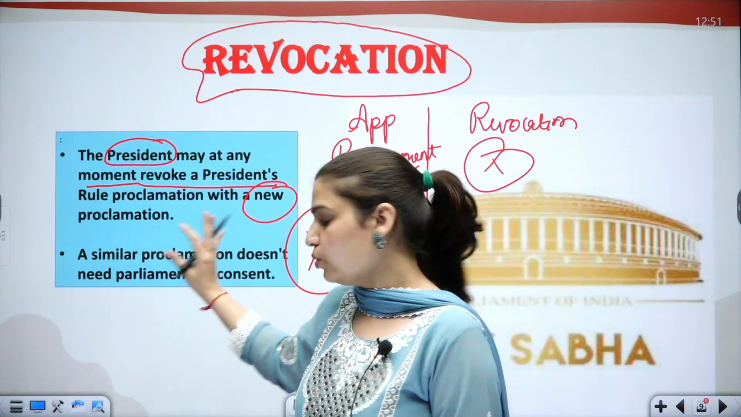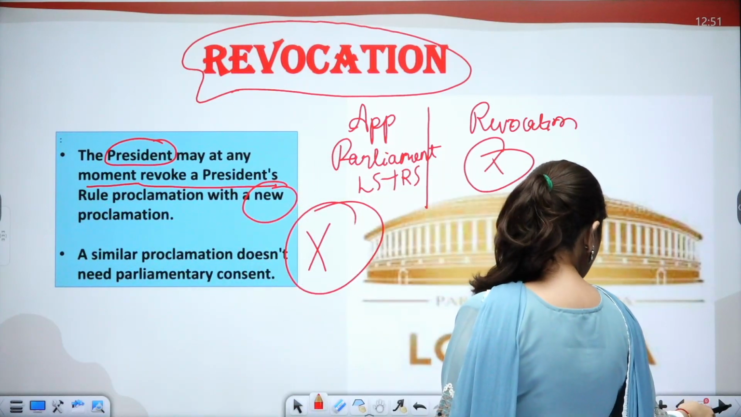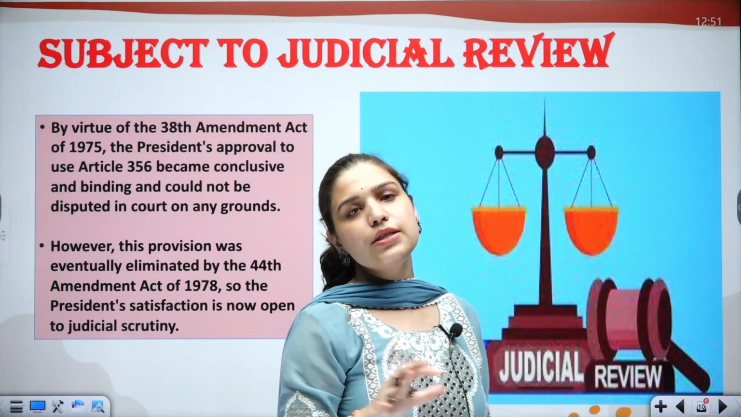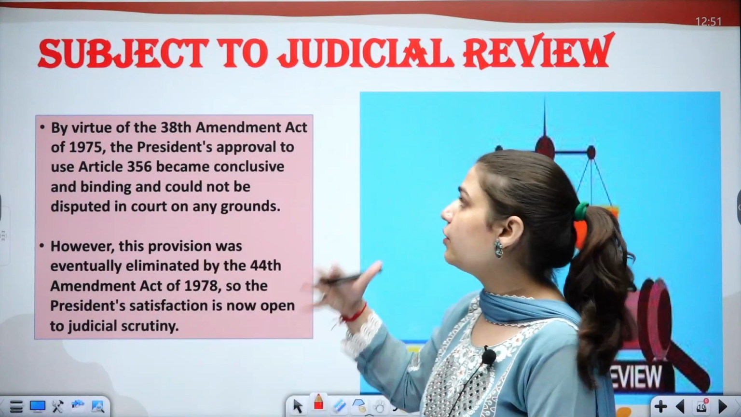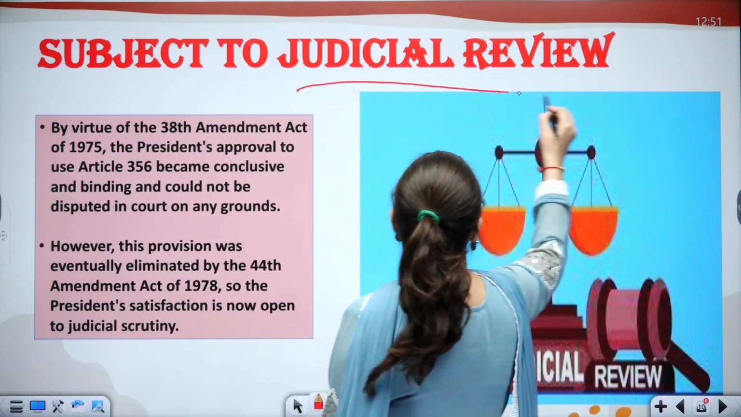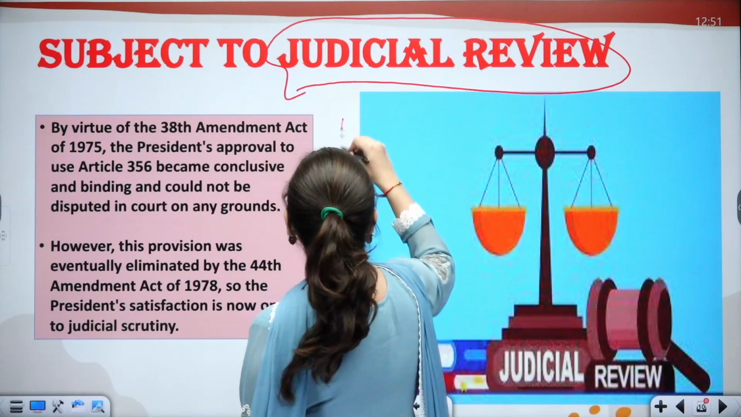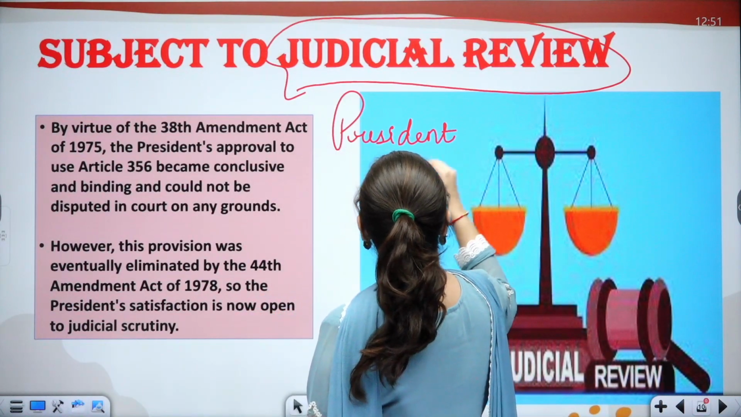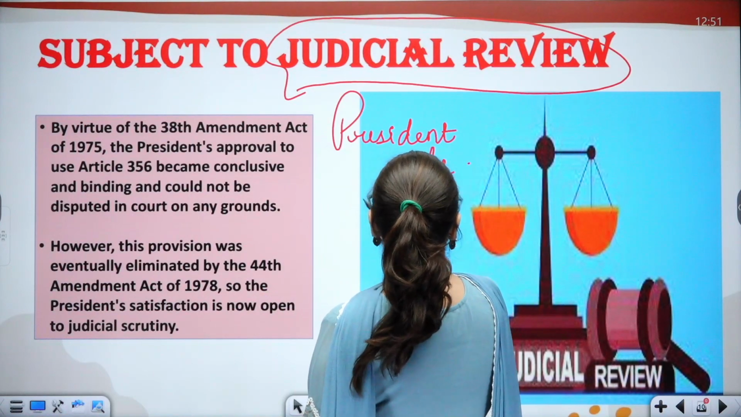The president may revoke that proclamation with a subsequent or a new proclamation that the president rule has ceased to operate in this particular state in which it was imposed. Now, is it subject to judicial review? We are talking about the president. So is president rule subject to judicial review? Can it be challenged in court?